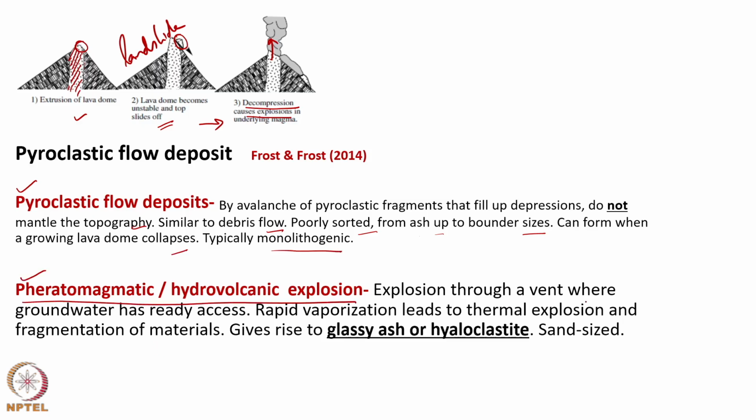And what is a phreatomagmatic or hydrovolcanic eruption? These are explosions through a vent where groundwater has ready access. So, what happens in the presence of groundwater? Rapid vaporization takes place and a thermal explosion happens, and the fragments of material are thrown apart. And it gives rise to glassy ash or hyaloclastite, which are sand-sized particles.